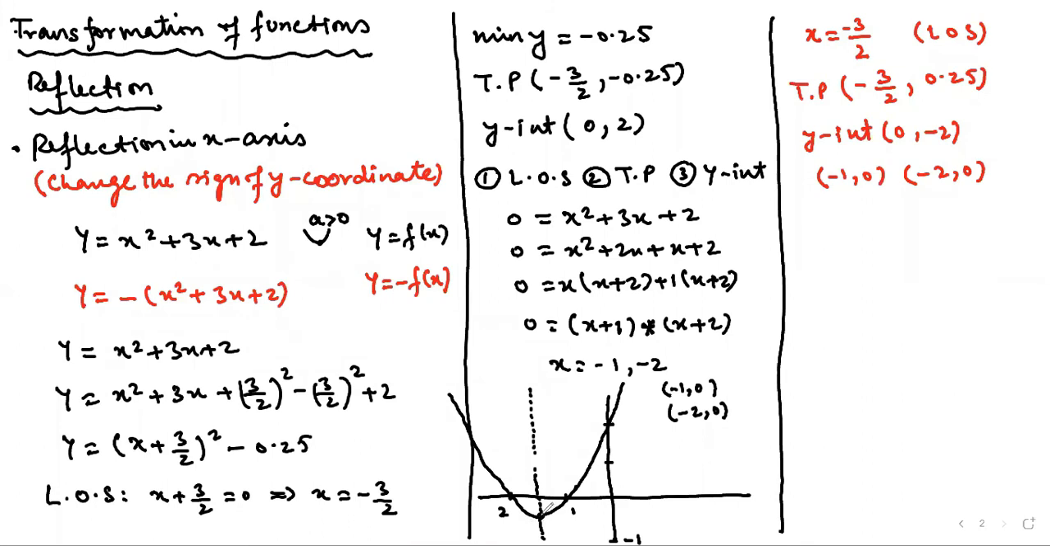You can see that this one is the turning point, with blue color. The x coordinate is the line of symmetry and the y coordinate is the minimum value of y. Any confusion now?